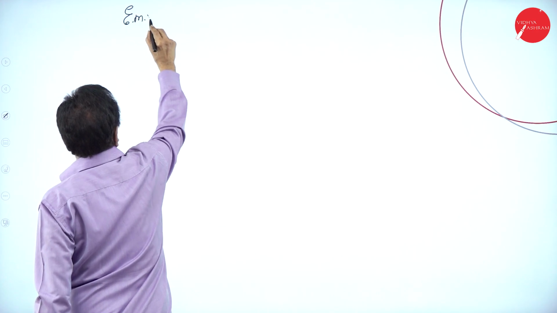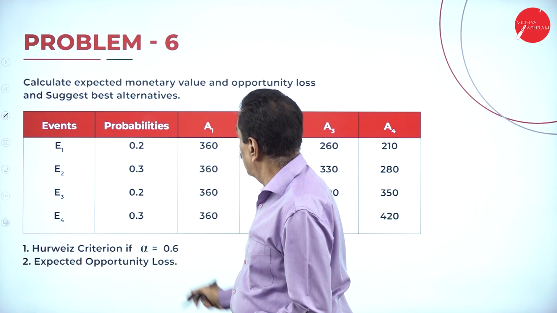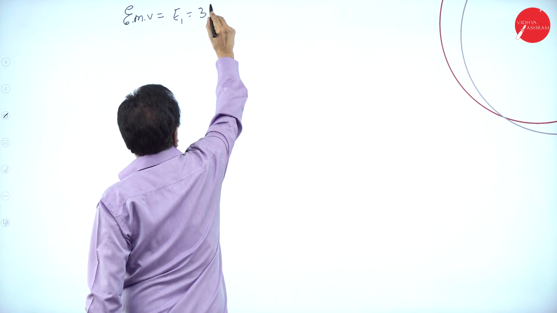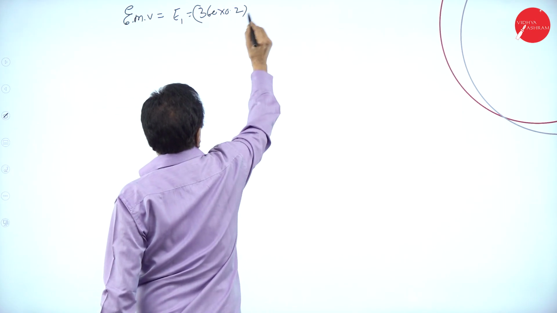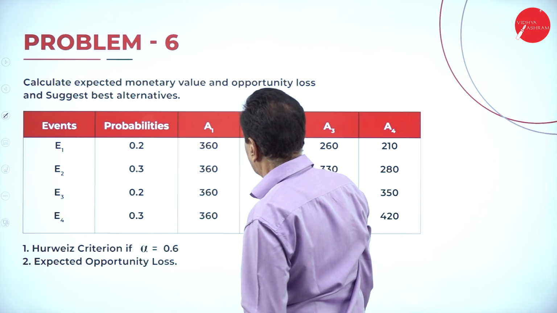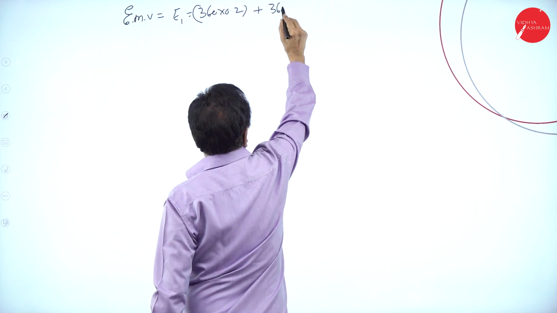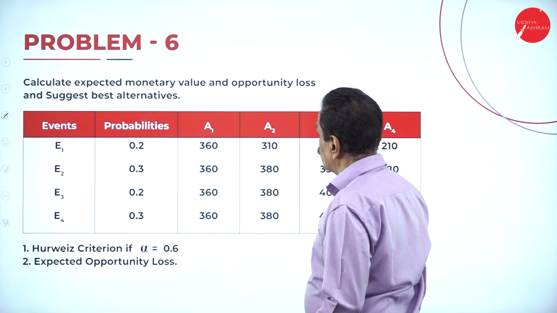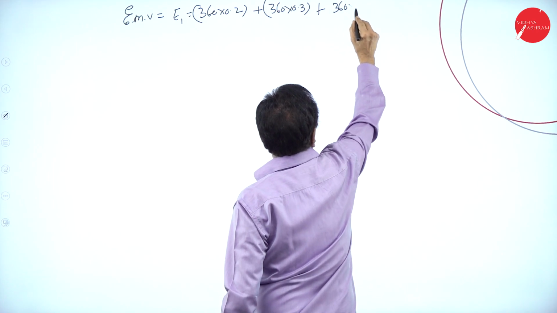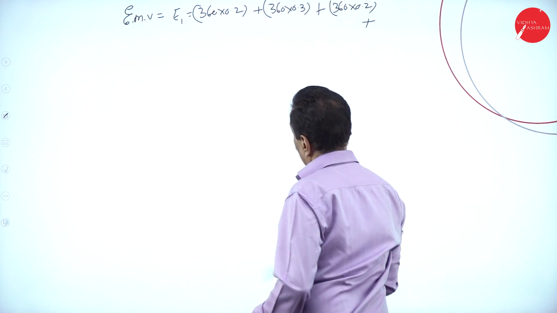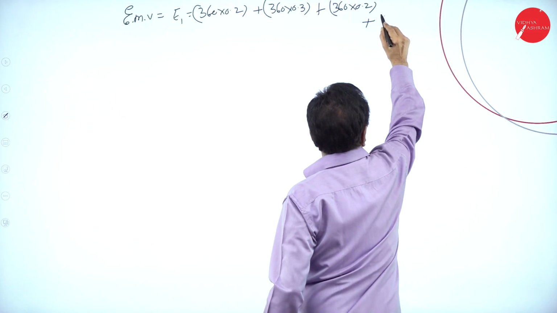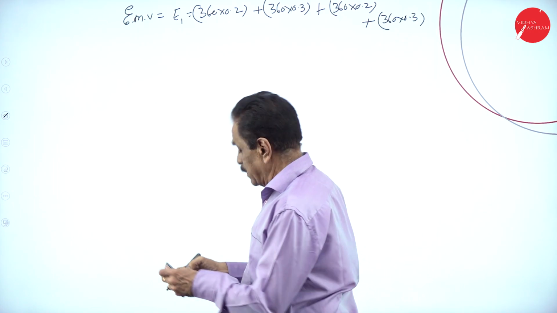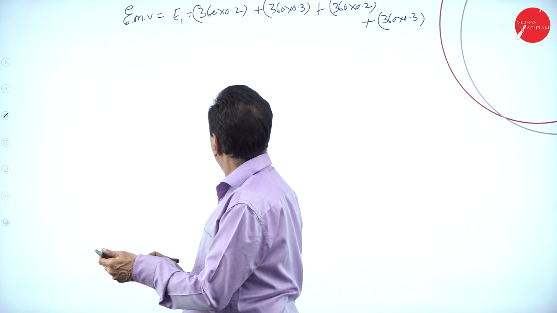Expected monetary value of A1 is equal to 360 into 0.2 plus 360 into 0.3 plus 360 into 0.3 plus 360 into 0.2. So multiply.